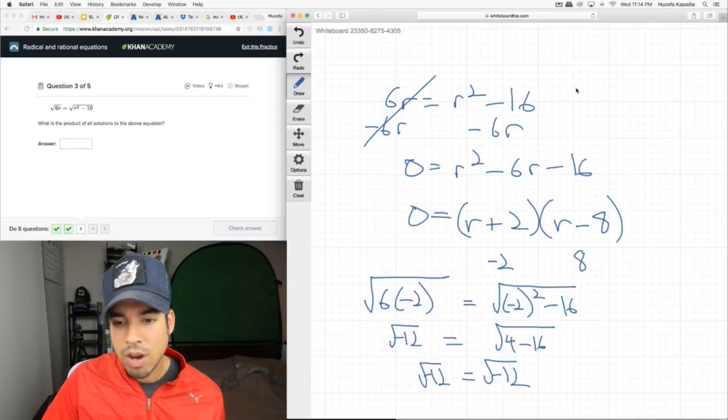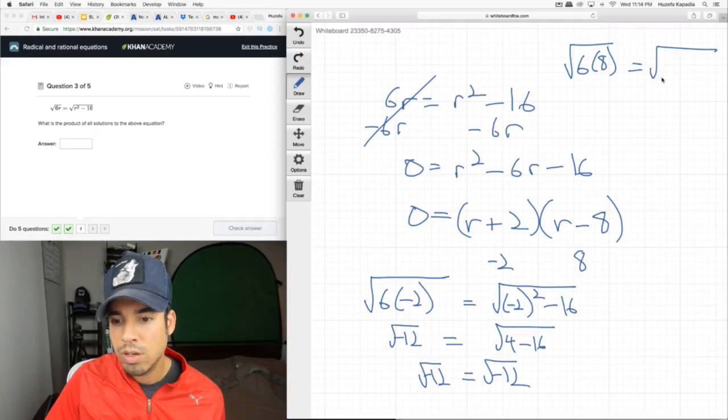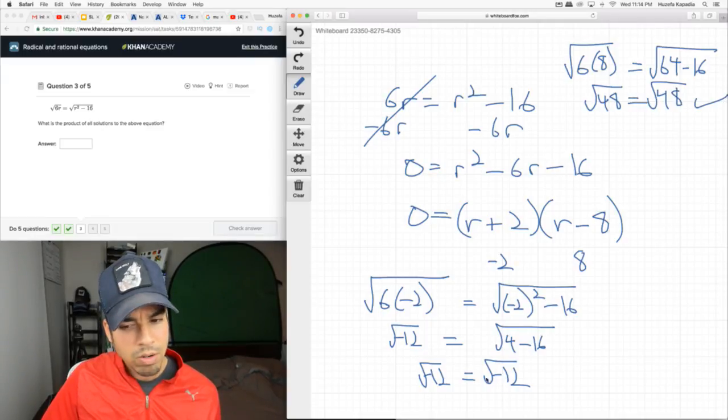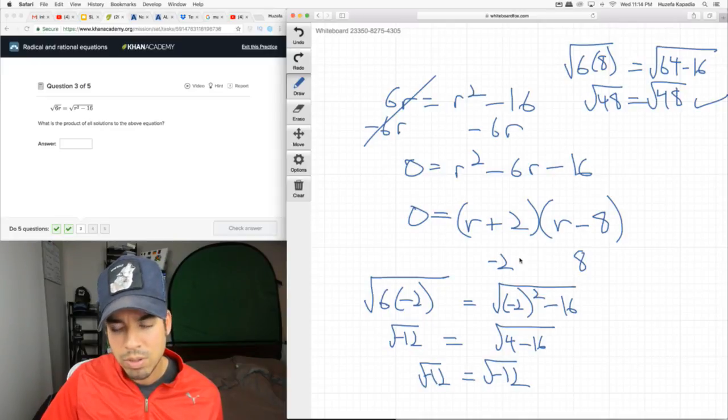Okay, next let's try 8, and we got square root of 6 times 8 equals square root of 8 squared, which is 64, minus 16. This becomes square root of 48. This becomes square root of 48. I believe this also works. This makes me a little wary because I haven't seen this before where actually it worked. We get this negative on both sides. These two solutions should be good.